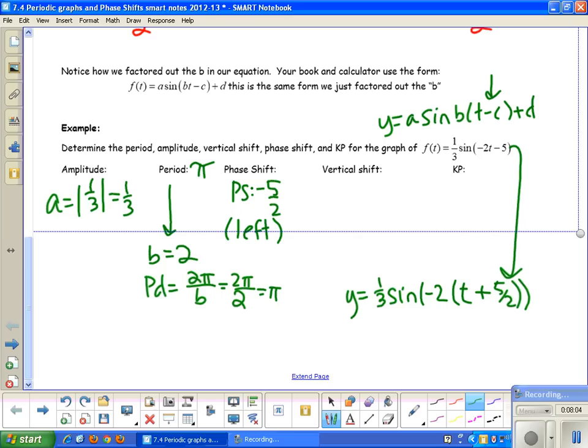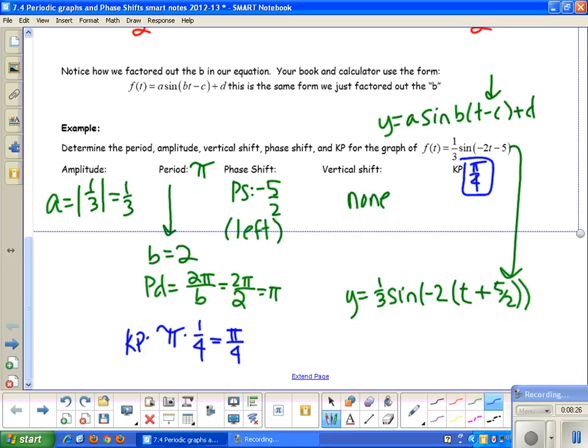And your vertical shift, of course, there is no D value, so there is none, or 0 if you want to write. And your key points, how do you find those? You take the period of your function, which in this case is pi, and you divide it into 4 equal parts or multiply it by 1/4. So my key points would be equal to pi over 4.